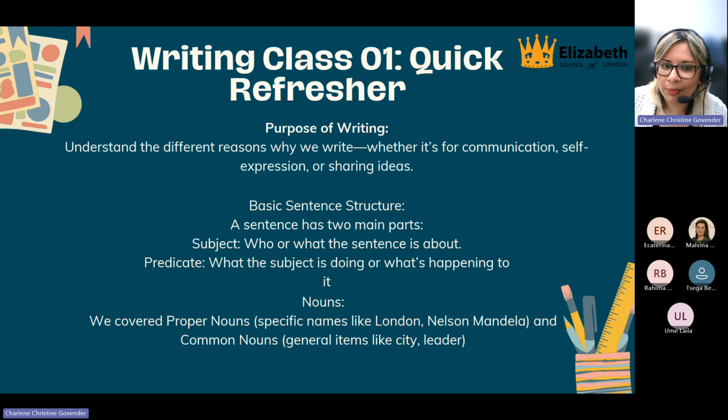Would anybody like to give a common noun a go? Examples of those? Okay. So pencil, that's a common noun.